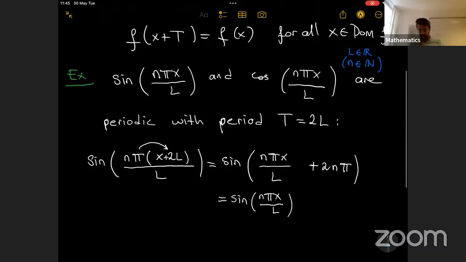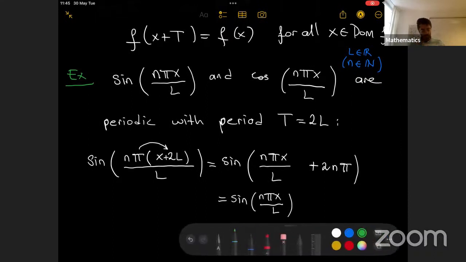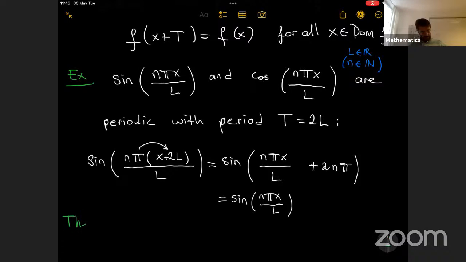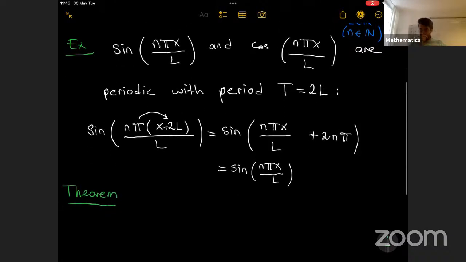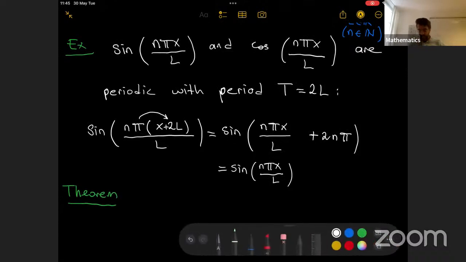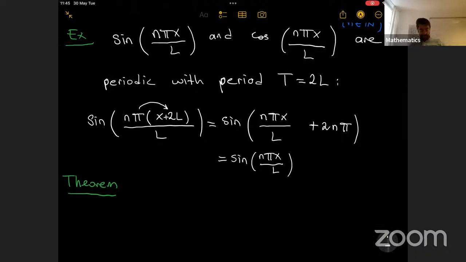Here let's talk about this important theorem now, which says basically a piecewise continuous function, which is periodic by 2L, can be written in a certain form, and this is called the Fourier series expansion. And the theorem is called the Fourier convergence theorem.